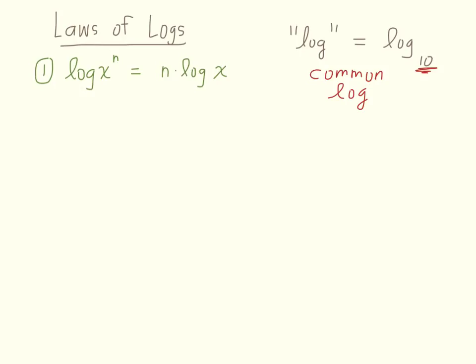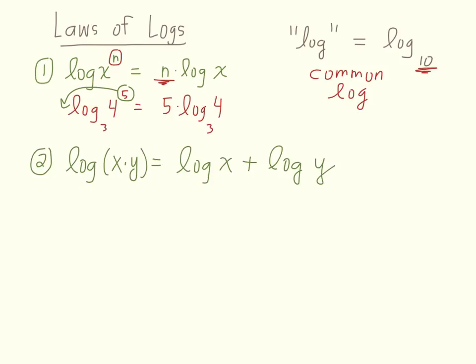So the first one here, if we have the log of x raised to the n, so you have a power, this says that the power can be dropped down in front and multiplied to the log of x. So if we're talking about maybe log base 3 of 4 to the 5th, this would be the same as 5 times log base 3 of 4. Again, it doesn't matter if we're talking about the common log or in this case a log of base 3. The bottom line is our power goes to the front of the log. Everything else stays the same.